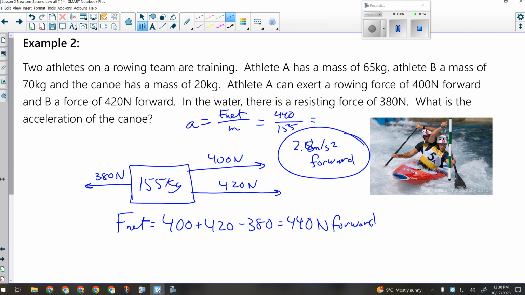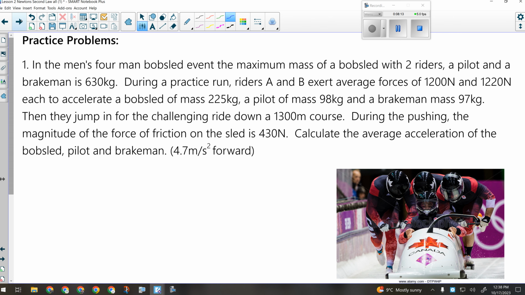Okay. All right. Questions on that one? There's another one. Got to read it carefully. There is some extraneous information. That means there's information in there that is not needed and in fact would be detrimental if you used it in your calculations. Okay, read it carefully, give it a try.